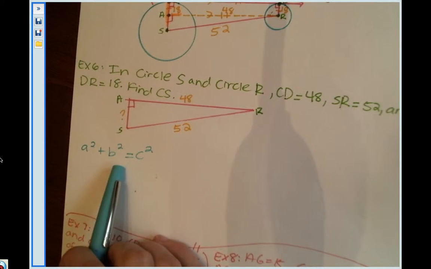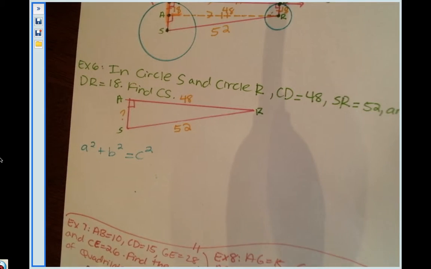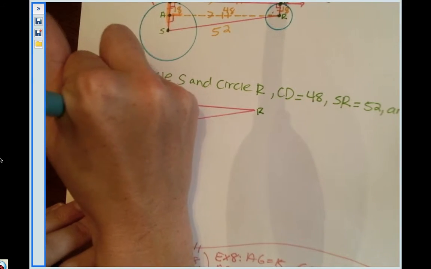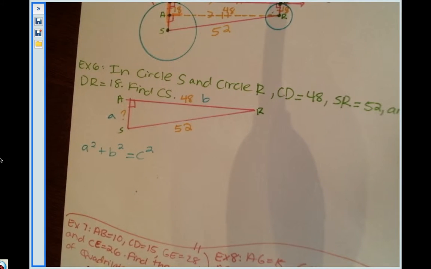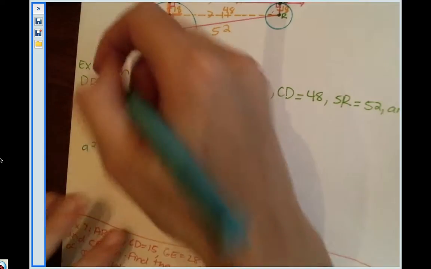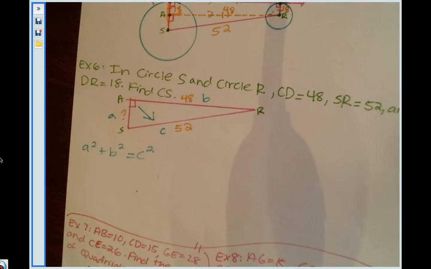Remember, the A and the B are the sides of the right angle. Okay, so those would be sides AS and AR, which, remember, it doesn't matter what you assign to be the A or the B. You get to pick, guys. And then the C is the side across from that 90-degree angle. So this is my side C.